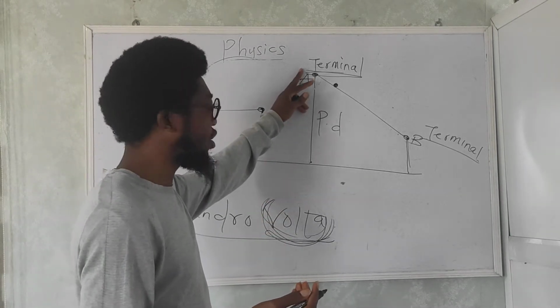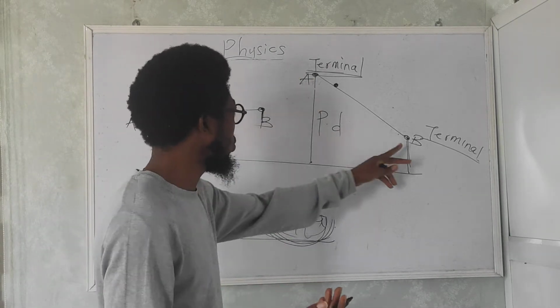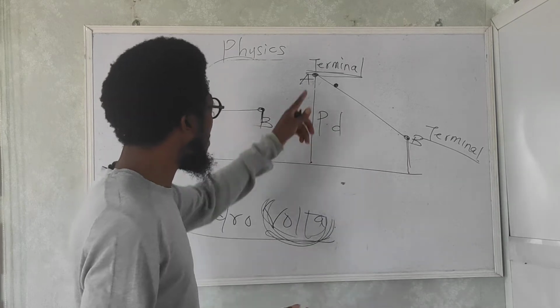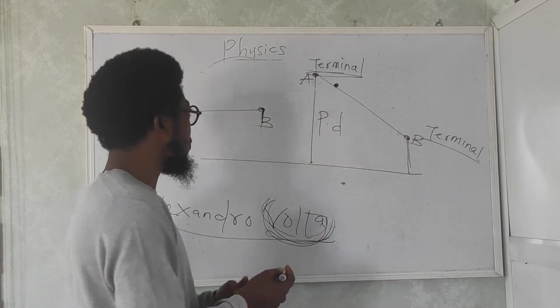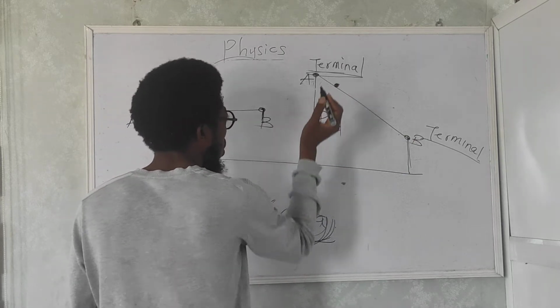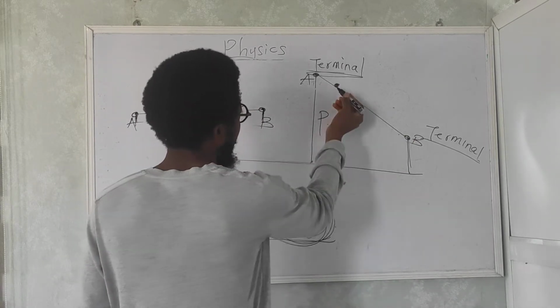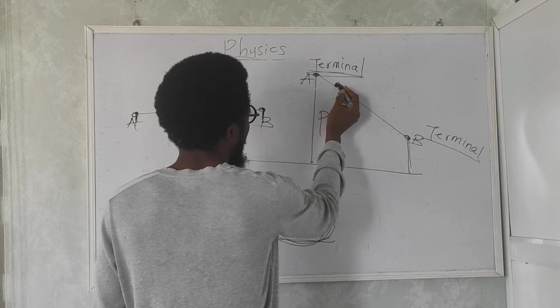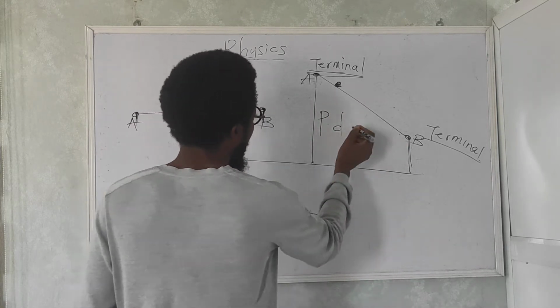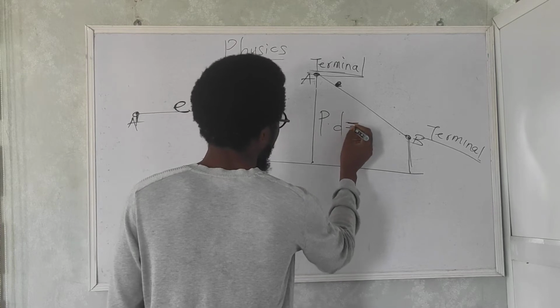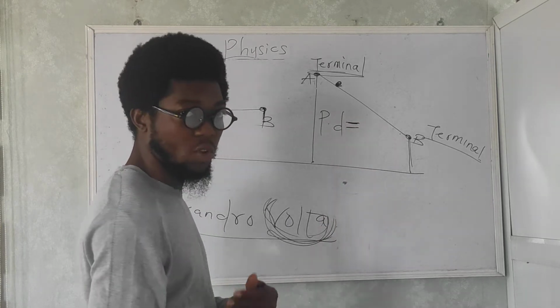Remember, here is energy measured in joule, here is also energy. If there is a difference between these two terminals, there will be flow. And when there is flow, then work is done. You remember that work is said to be done whenever a body is moved through a certain distance. So therefore, the potential difference here is the one that is causing the work to be done.